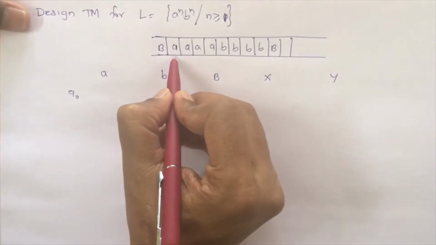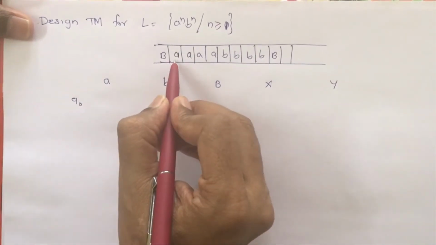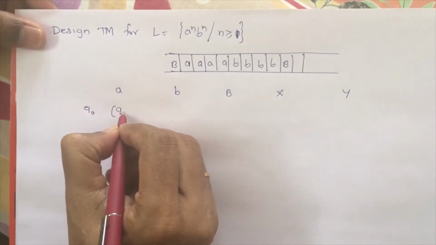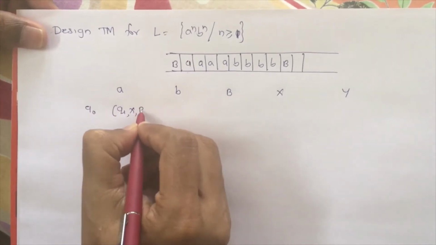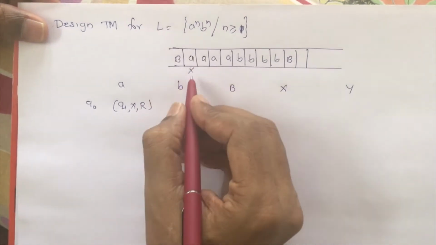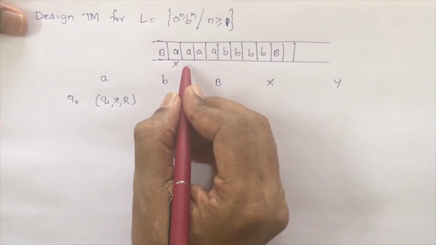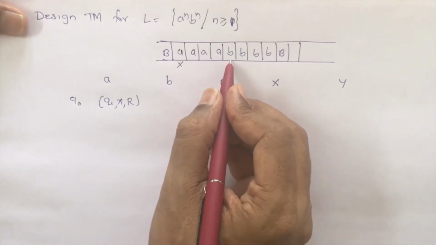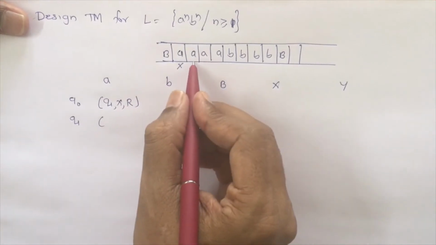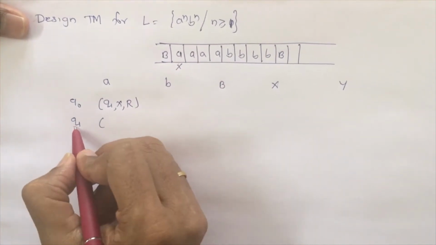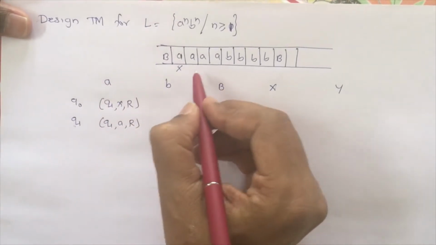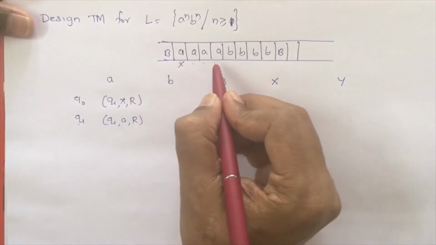We are at this position, Q0 A. Then we are going to make the change as Q1 X R. What this will do is it will make this a as X and move right, because we have to skip all these a's and find the respective b. So here we have Q1. Now again next one is a. We are in state Q1, so we have to skip this, so we will write Q1 A R, which will be continued for this as well as this.